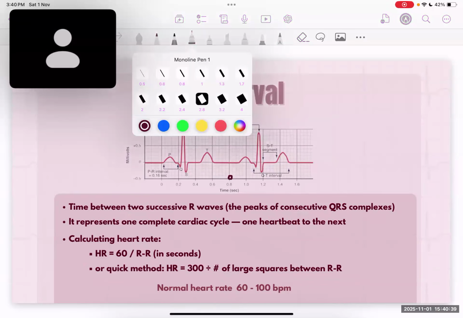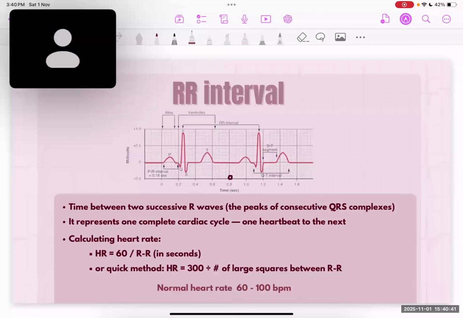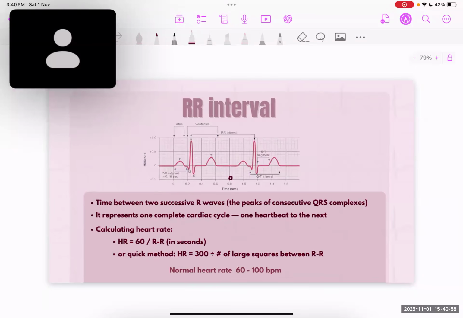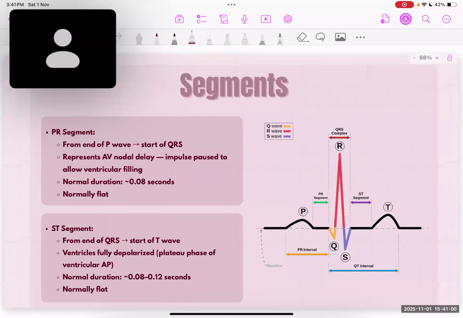If you want a quicker method when you're in a rush, you can just use 300 divided by the number of large boxes. So this box, this box, this box, you just divide 300 by them and it's going to give you an average and you're going to see where it is. Now, a normal heart rate is between 60 to 100 beats per minute. Okay. Now, lastly, we have our segments.